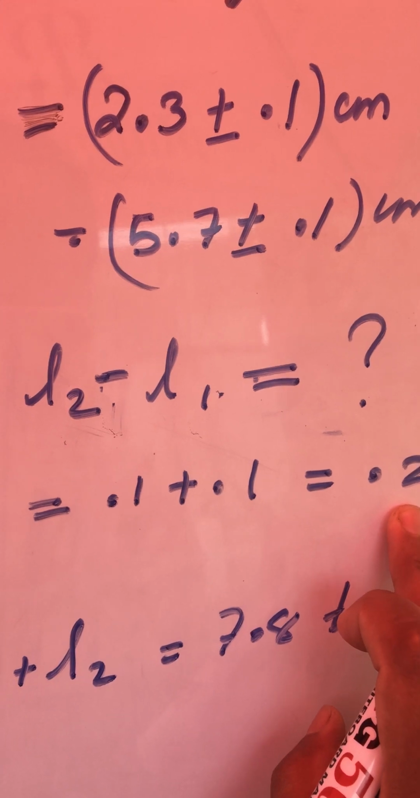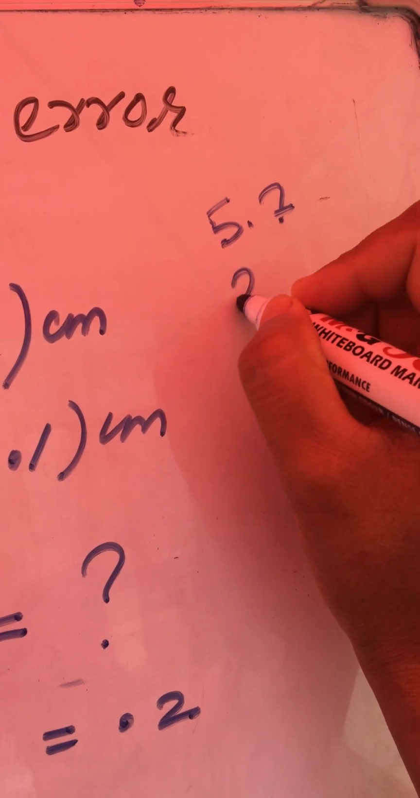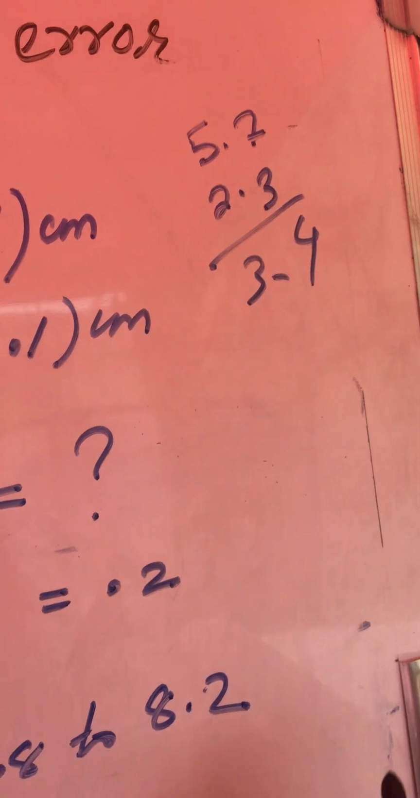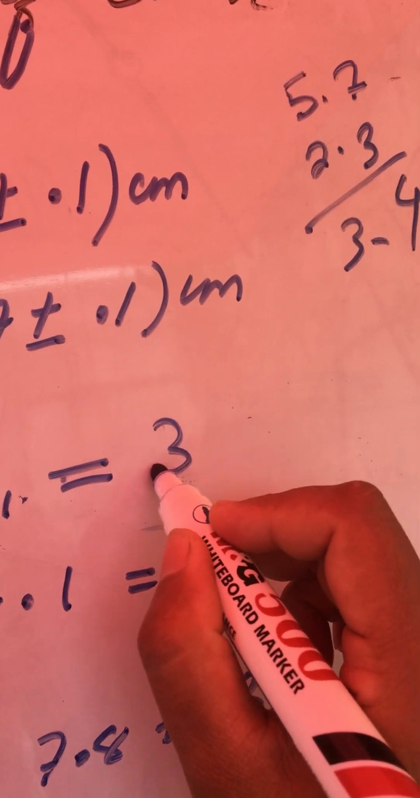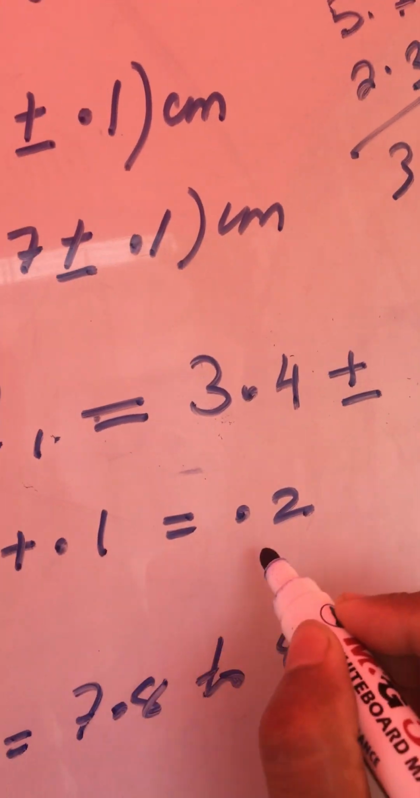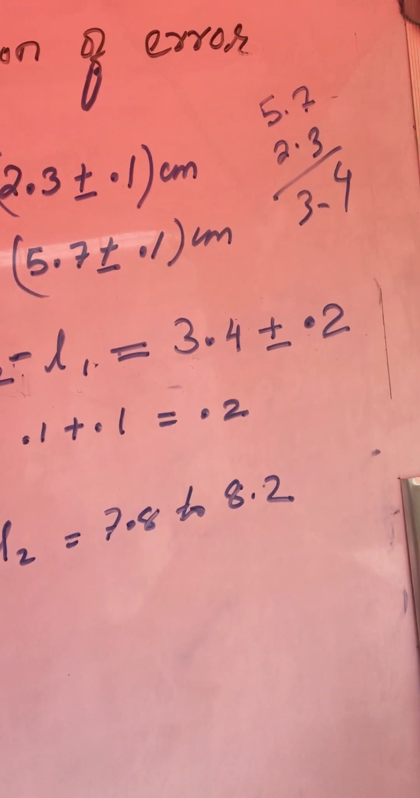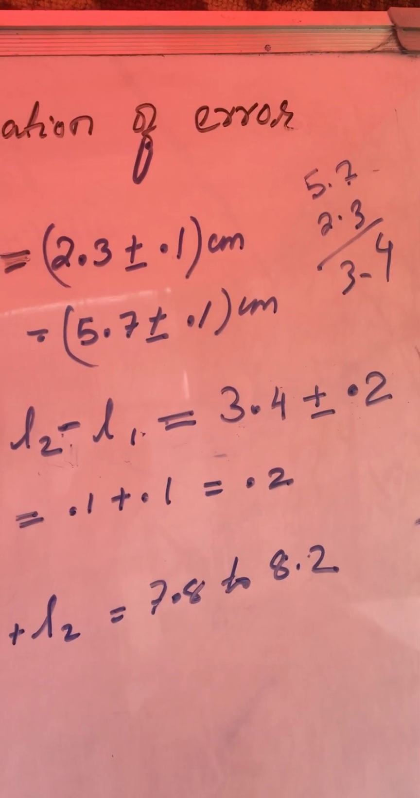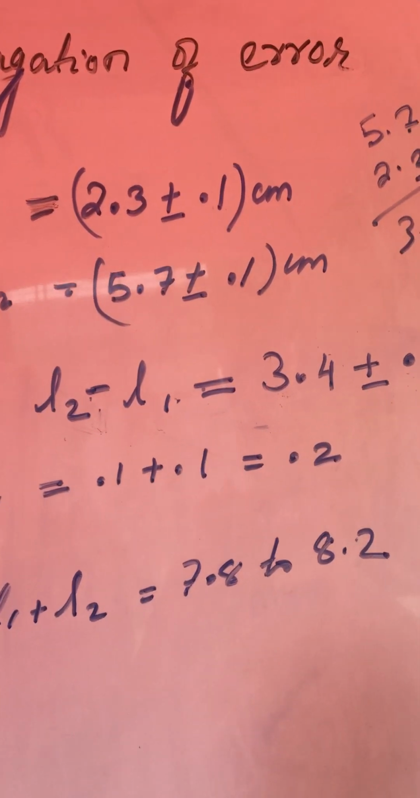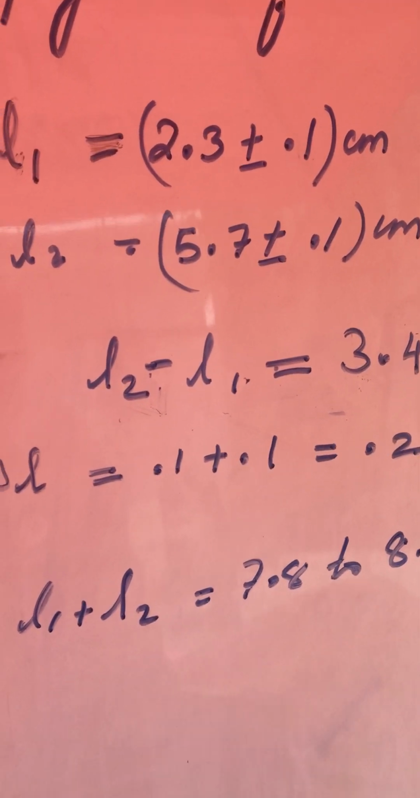Then delta L will be still 0.2, right? Now if you subtract, 5.7 minus 2.3, this is 3.4. That is the numerical value separately. Plus minus, what is the error? Error still gets added. So whether it is plus or minus, you still have to have the errors added. This is one thing.